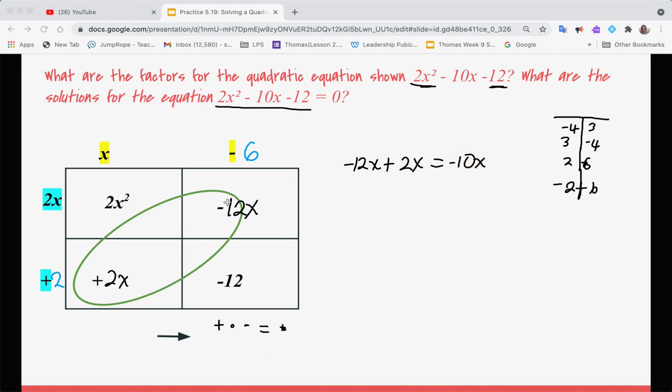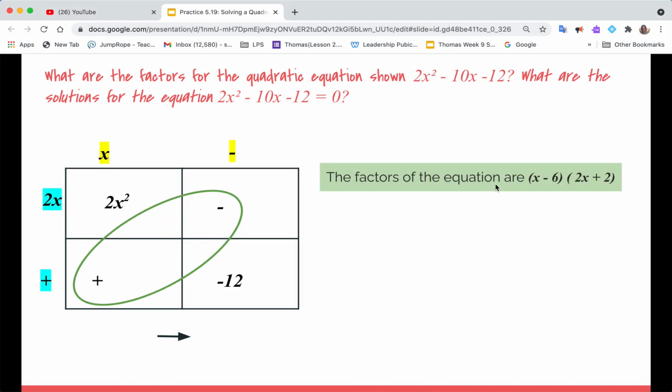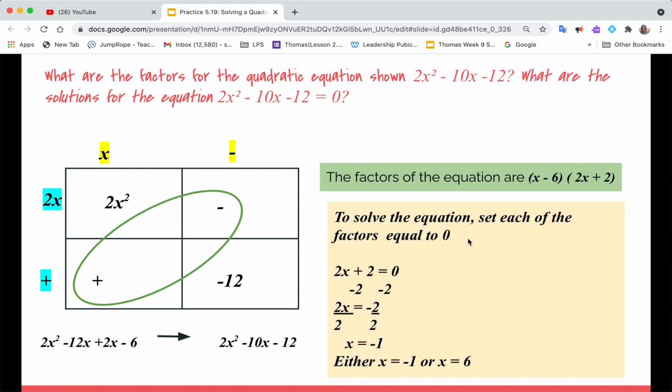So in the factored form of the expression, we're going to end up with x minus 6 and 2x plus 2 for the factors, and then to solve, we're going to set these equal to 0. So we'll have 2x plus 2 is equal to 0, subtracting 2 from both sides and dividing by 2, x is equal to negative 1.